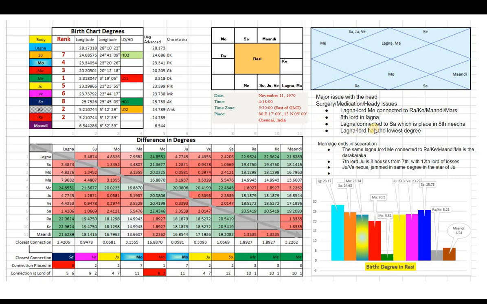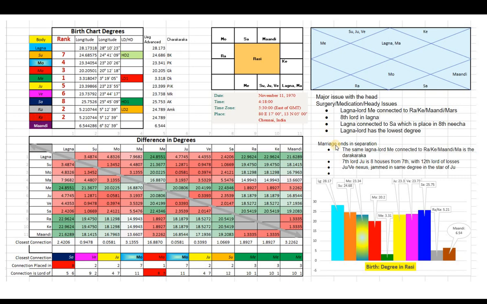Lagna connected to Saturn. See, if you see Lagna, that connection turns out to be Saturn. Saturn seems to be the closest to Lagna in terms of degrees. And Saturn is sitting in the 8th house, that bad 8th house. And Lagna should be strong for a good head. Lagna is definitely very high. Lagna Lord, unfortunately, has gone low. So he is a very intelligent person. He has come out very well, but unfortunately, the Lagna Lord has affected him because of the head problem.